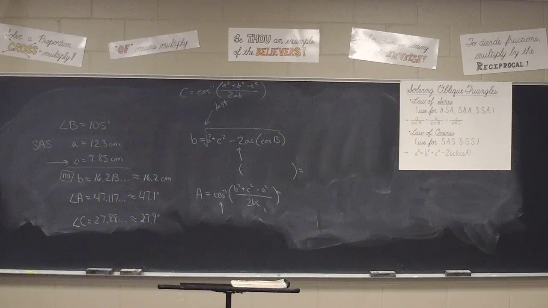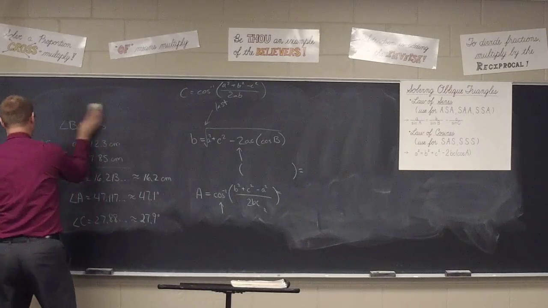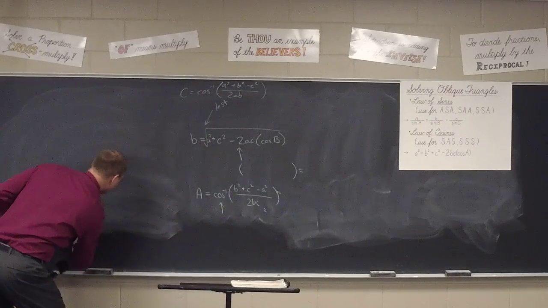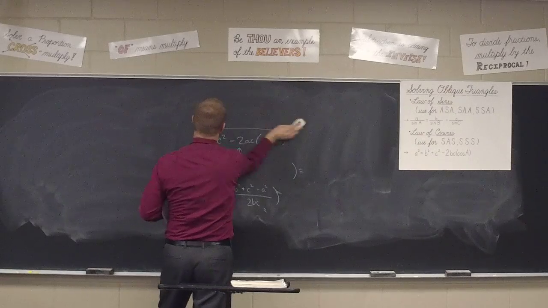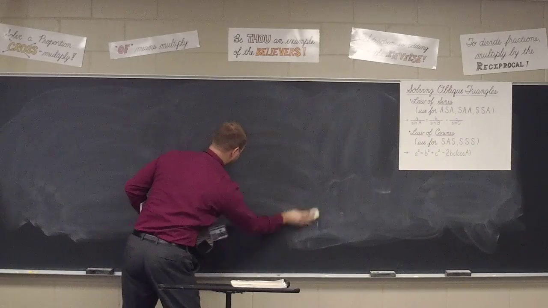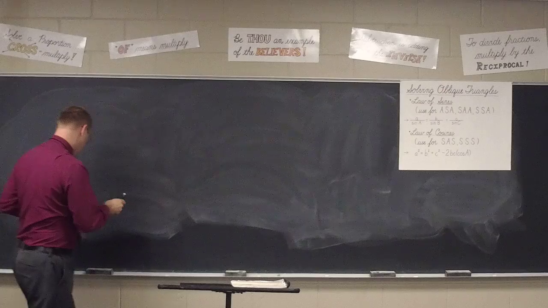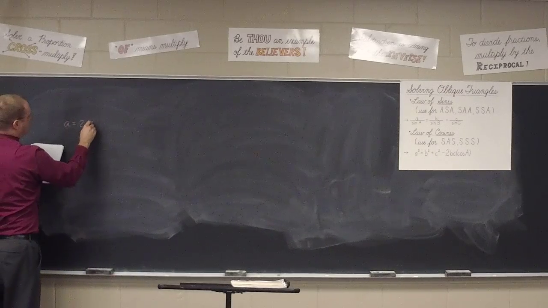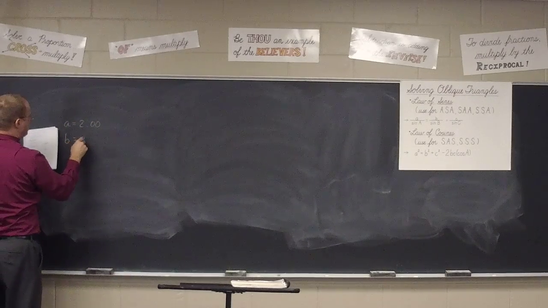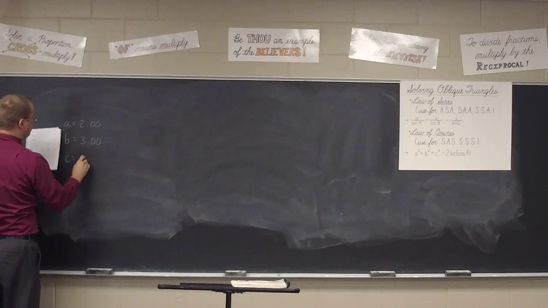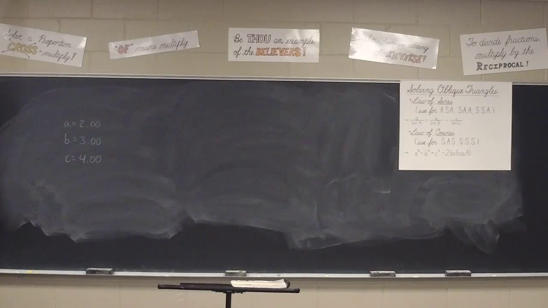Okay? Questions? All right, let me give you a side, side, side. Nice thing about side, side, side, don't have to use memories if you don't want to. Let's suppose A is 2.00, B is 3.00, and C is 4.00. Again, as long as the two littles add up to more than the big, we're good. And they do. So we get a triangle from this side, side, side, easy to identify triangle.